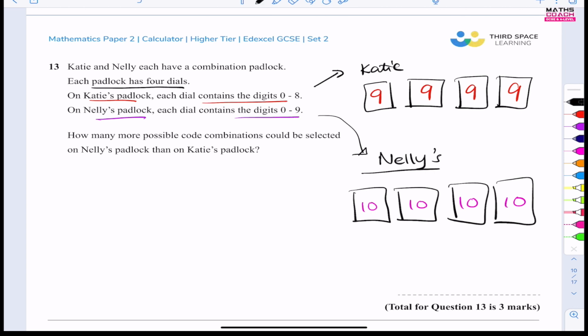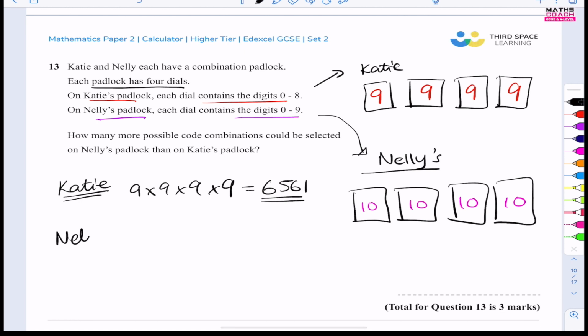So now let's look at the number of possible code combinations that could be selected for Katie and Nelly. So let's start with Katie. Katie could have 9 different numbers in the first one, 9 different numbers in the second one, third one, fourth one. So to find out how many combinations there are, we're going to do 9 times 9 times 9 times 9. And that gives us 6,561. That's how many different combinations Katie has.